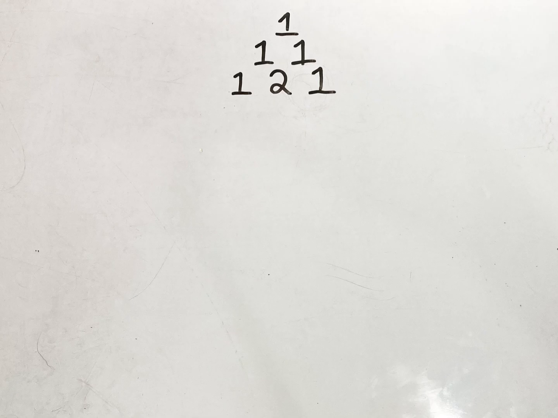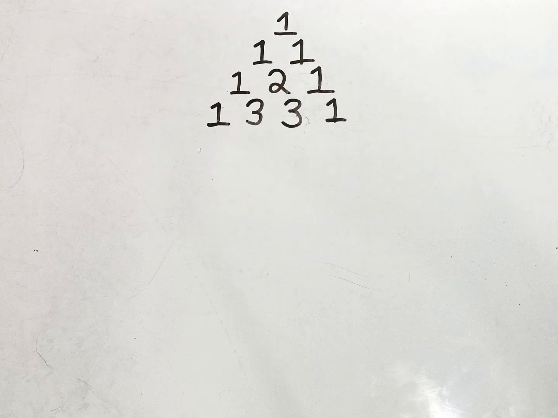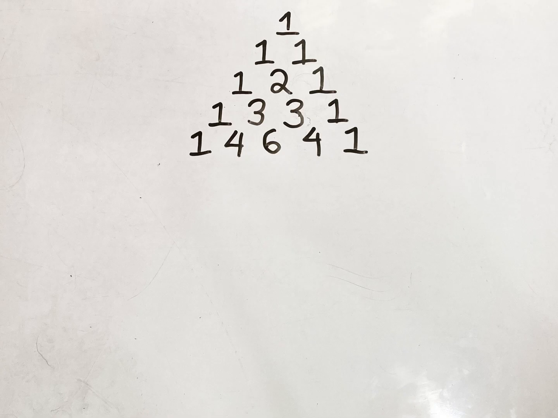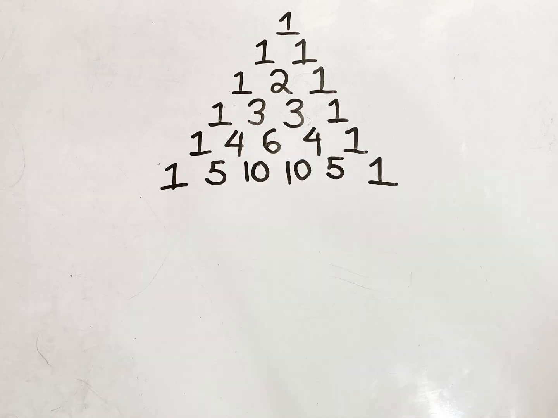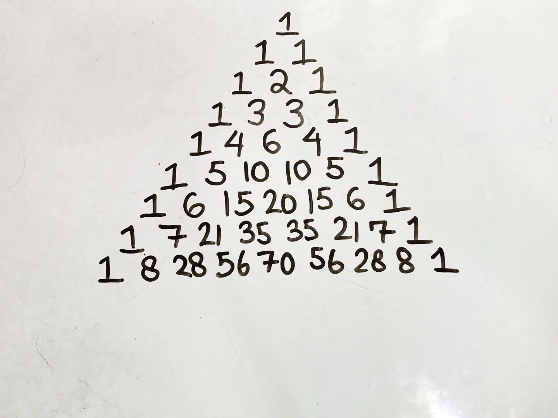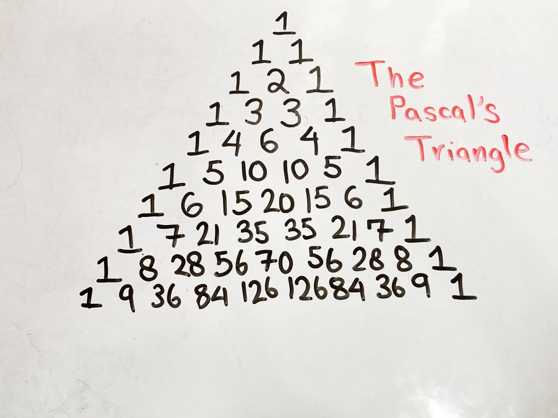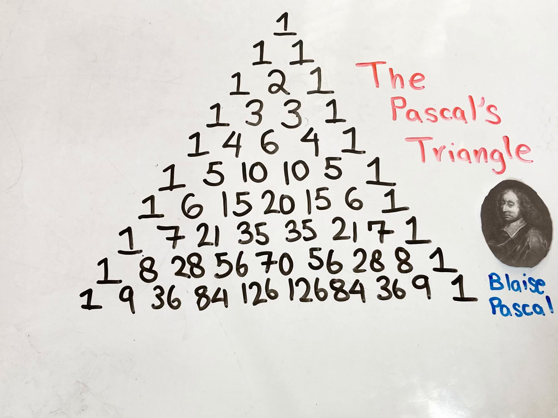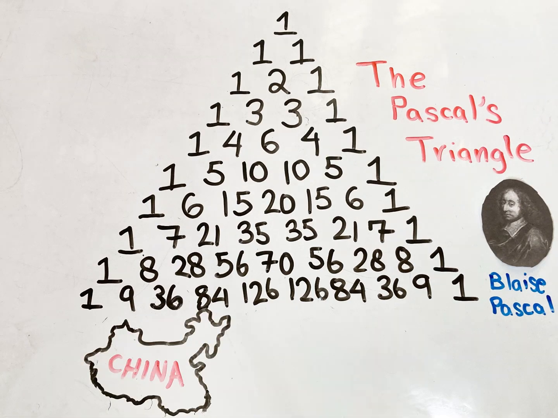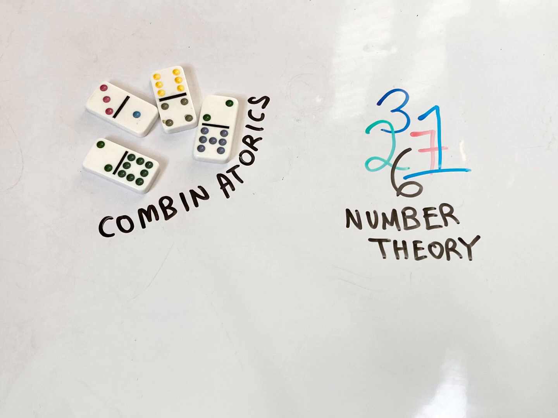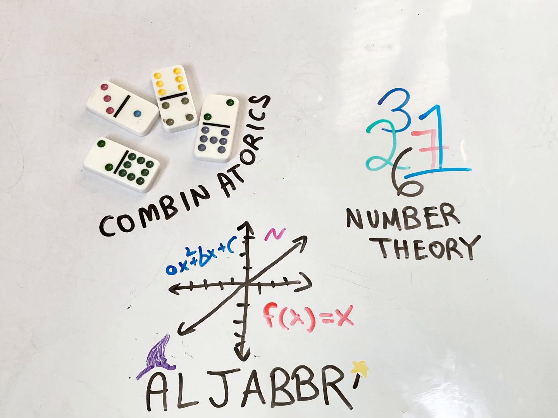1, 1, 1, 1, 2, 1, 1, 3, 3, 1, 1, 4, 6, 4, 1, 1, 5, 10, 10, 5, 1, and so on and so on. This sequence of numbers is what we know as the Pascal's triangle, named by French mathematician Blaise Pascal, but observed by cultures as far-flung as China, Iran, and Mexico. It has many applications in combinatorics, number theory, and algebra, and many, many more.